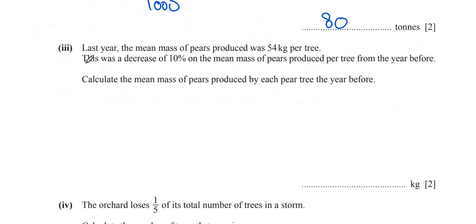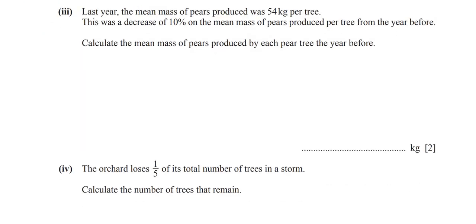Okay. Moving on. Next question says last year the mean mass of pears produced was 54 kg per tree. This was a decrease of 10%. So original percentage is 100, but this decreased by 10, so it's 90%, which means for this question, always do cross multiplication.